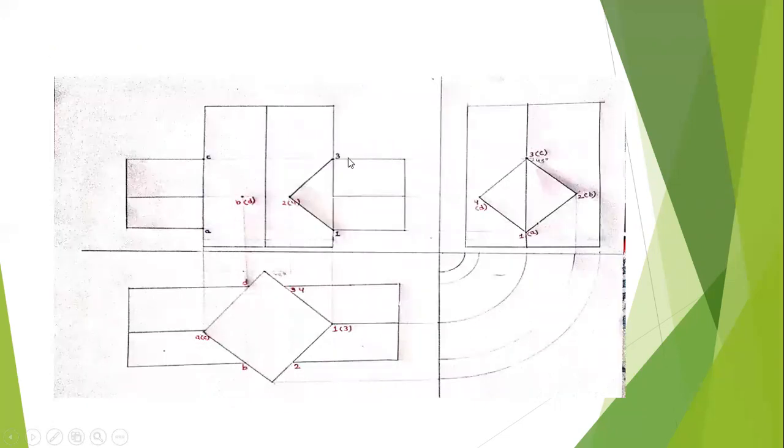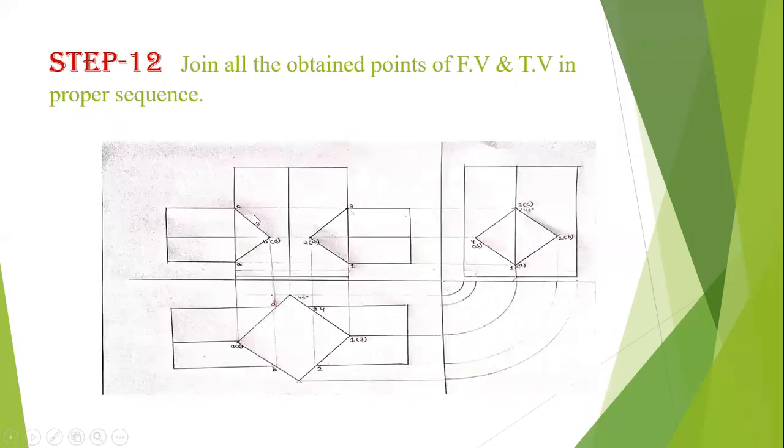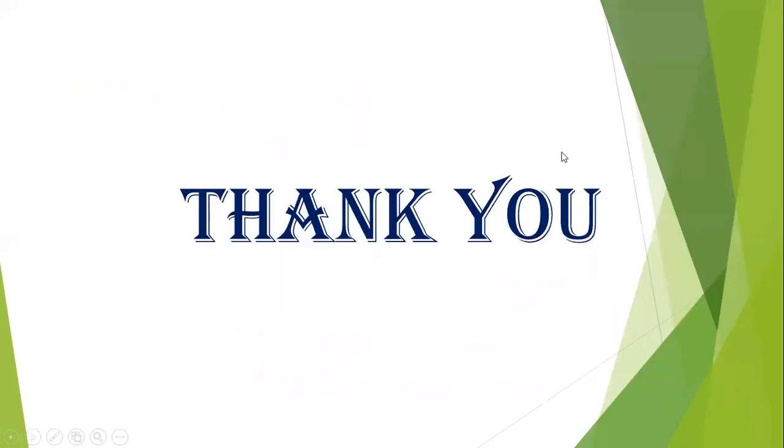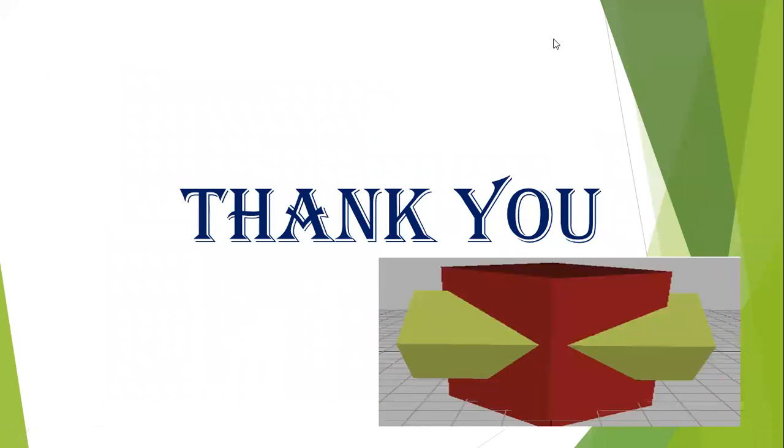Here it is shown with the help of a bold HB pencil. It is joined here, and this is how it looks after joining all of it with straight lines. Thus we obtain the intersection of the two square prisms whose faces are equally inclined. Thank you. In the next lecture, we are going to study some more problems of intersection of solids.